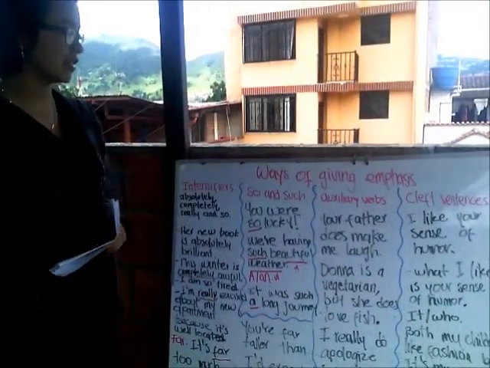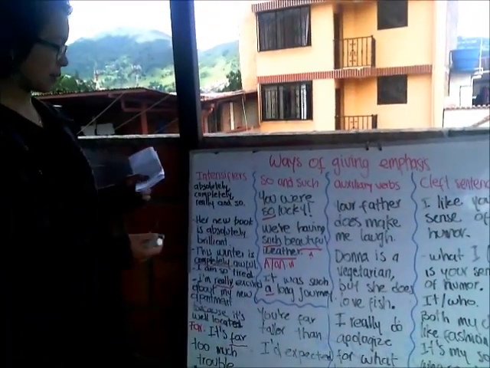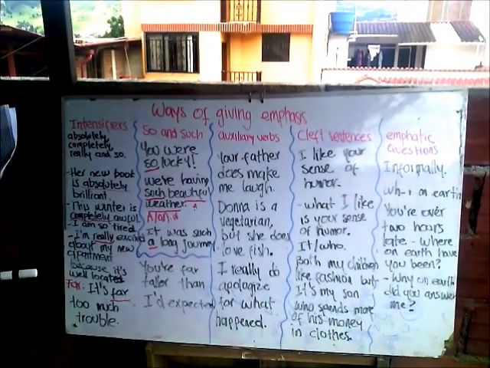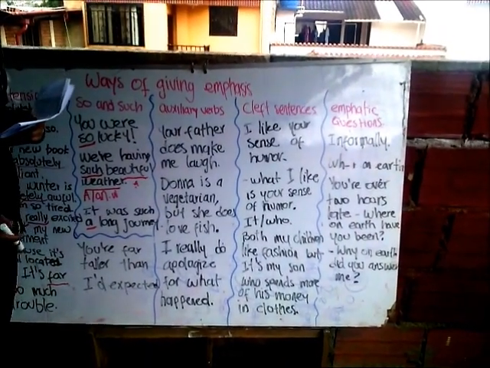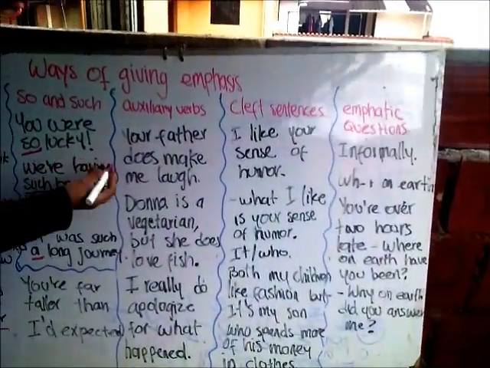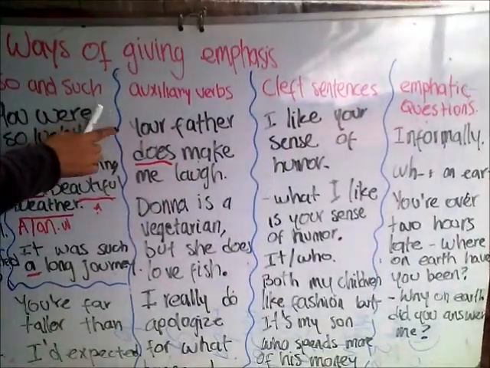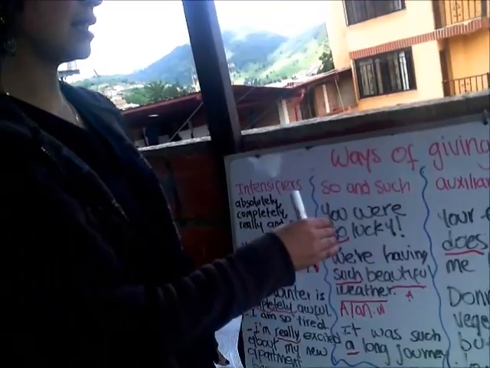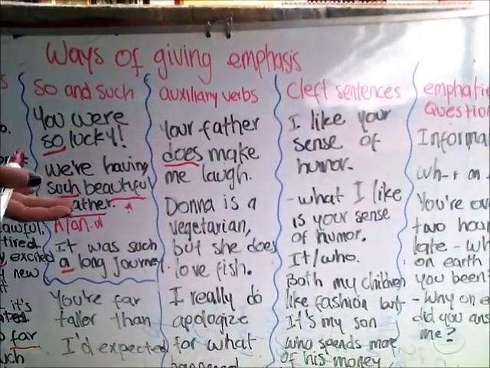We also have the use of auxiliary verbs to emphasize. For example, we often add an auxiliary verb in the positive to make emphasis. For example, your father does make me laugh. In this sentence, the speaker wants us to know that the father really makes him or her laugh.